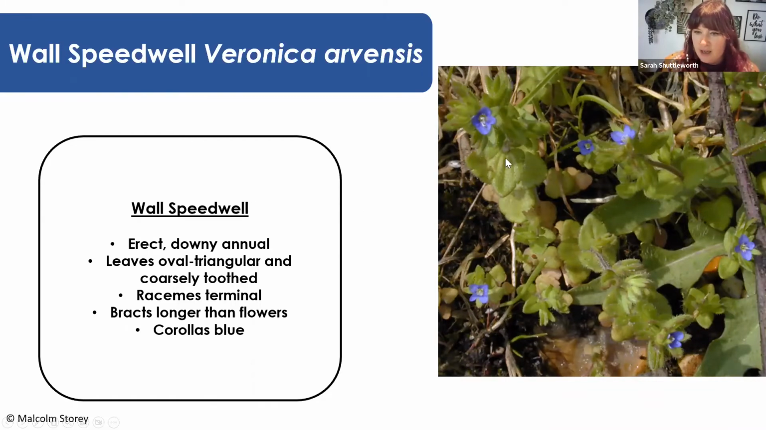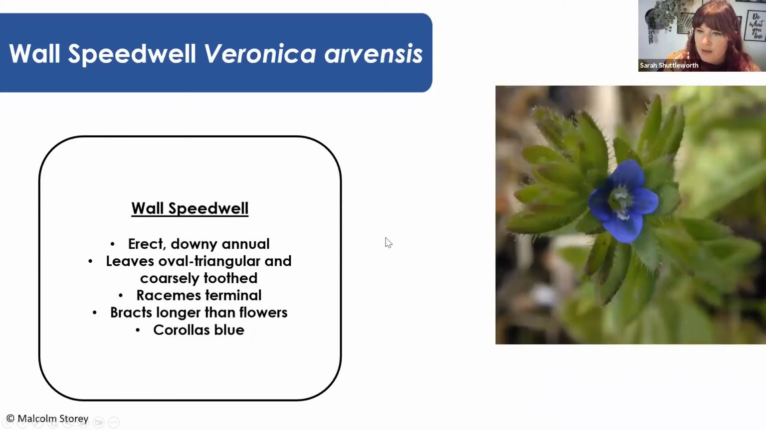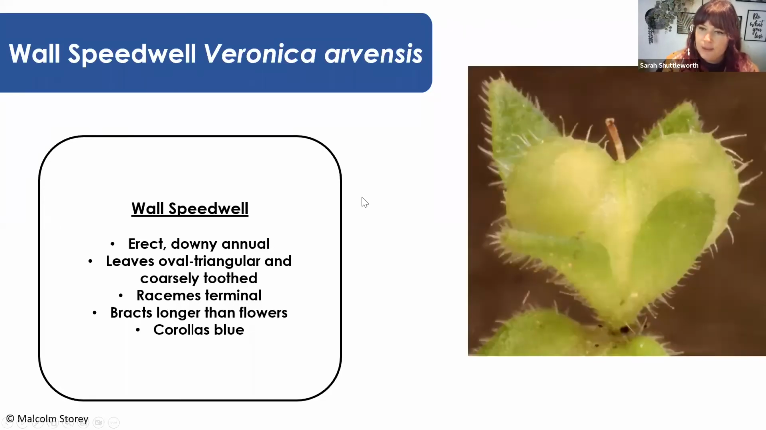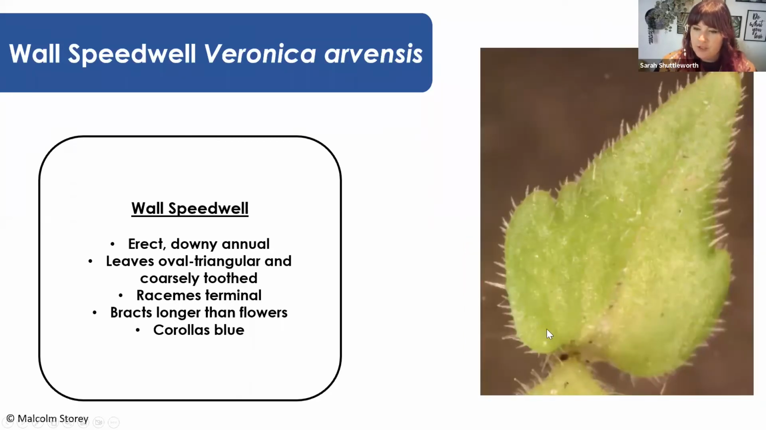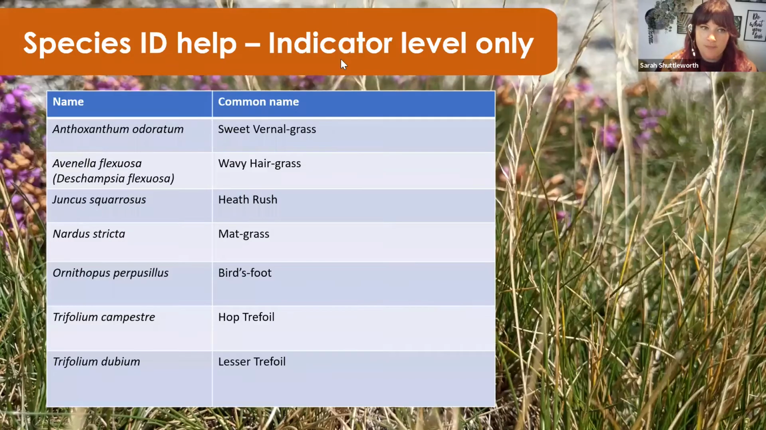And you can see these oval triangular, irregularly toothed leaves. And you can see those bracts and how big they are. They're almost overtaking the flower head itself. And this is just one of the seeds within the fruits developing into the classic Veronica heart shape there. And this is just one of the leaves higher up on the plant.